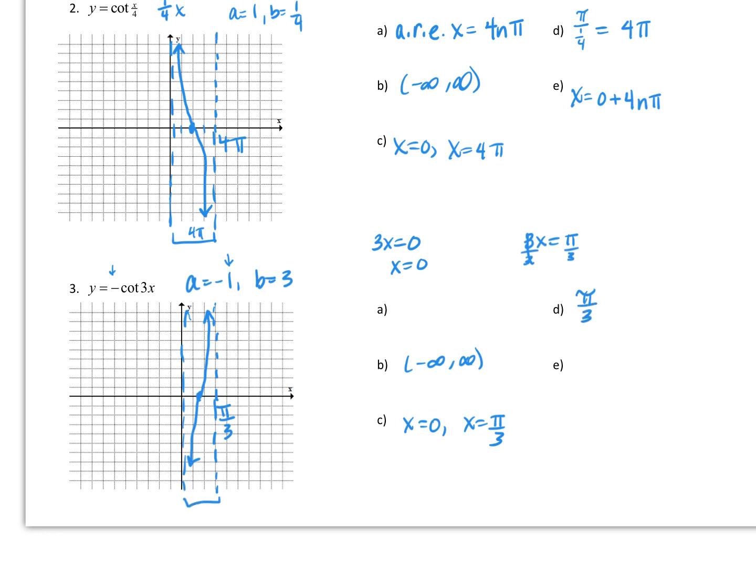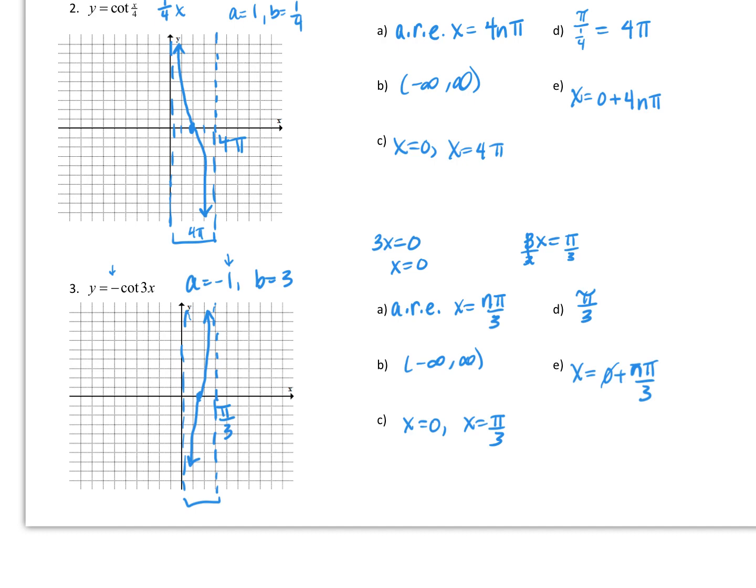You can see that. Vertical asymptotes, okay, 0 plus n pi over 3s, right? So you can just say n pi over 3 is fine. You don't have to write the 0. So we can do all reals except where x is equal to n pi over 3.